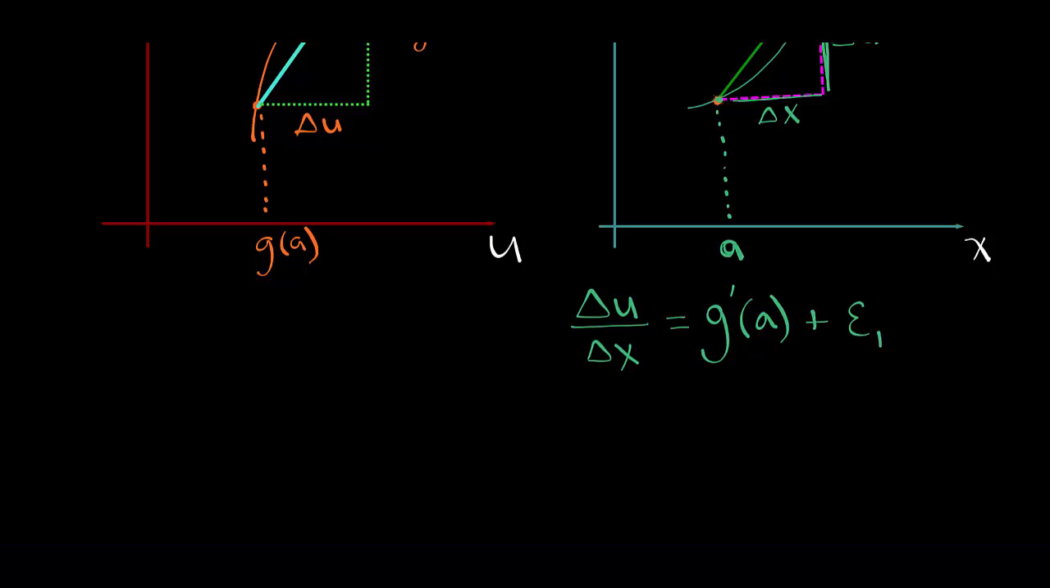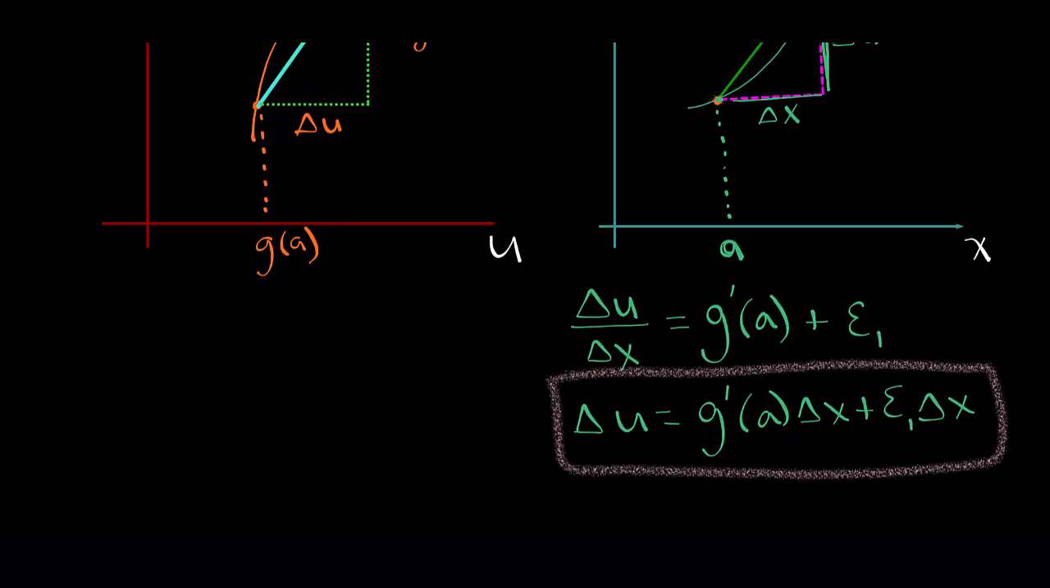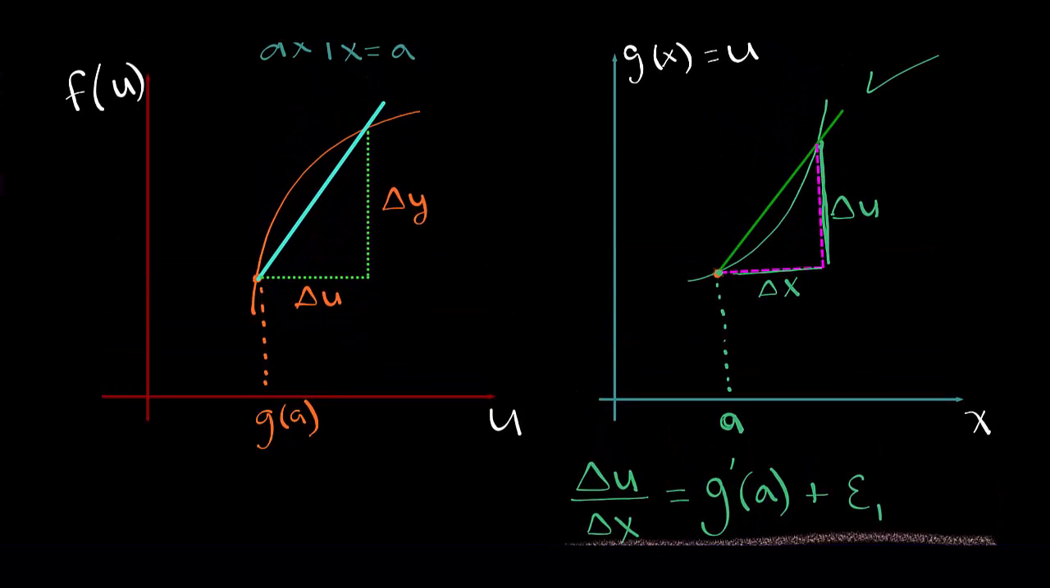And now with a little algebra, I'll just multiply through by delta x and isolate the delta u. So we've got g prime of a delta x plus epsilon 1 delta x. And there we have something that we're going to need to come back to in a minute. Now I want to do the same thing over here for the composite function. But instead of a, I've got g of a now, and I go up on the graph, and I make a secant line. Again, just like before, the secant line. There's my secant.